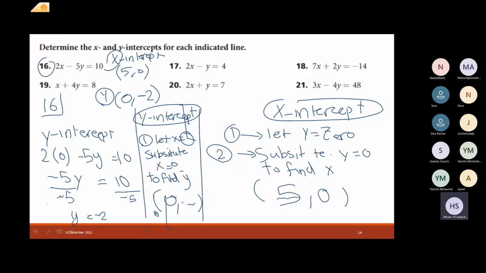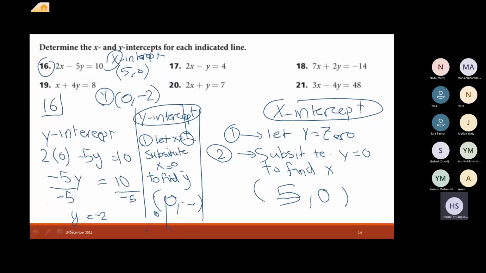The x-intercept is 5, 0, and the y-intercept is 0, negative 2. But don't just say 5 and negative 2. Don't say x equals 5 for the x-intercept and y equals negative 2 for the y-intercept. The x-intercept and y-intercept are different. If you say 5, negative 2, it will be another thing.